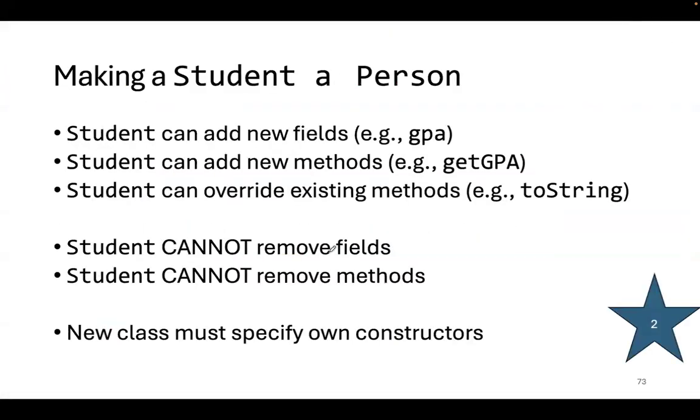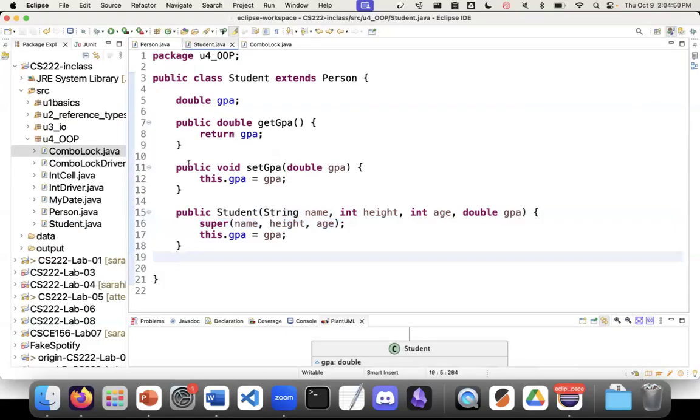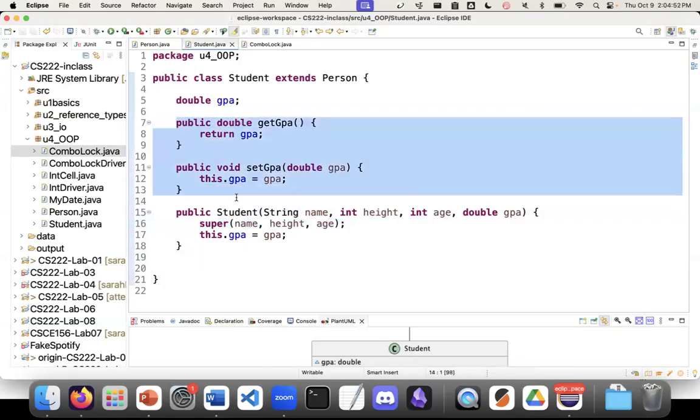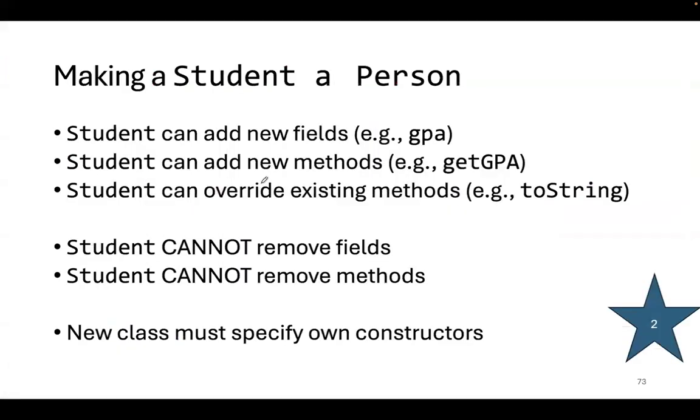All right. So in the process of doing that, we've added a new field. A student has a new field, the GPA. We can add new methods, like get GPA and set GPA, that didn't exist for a person. A person doesn't care about GPA in general. A student cares about GPA. And we can also override existing methods.